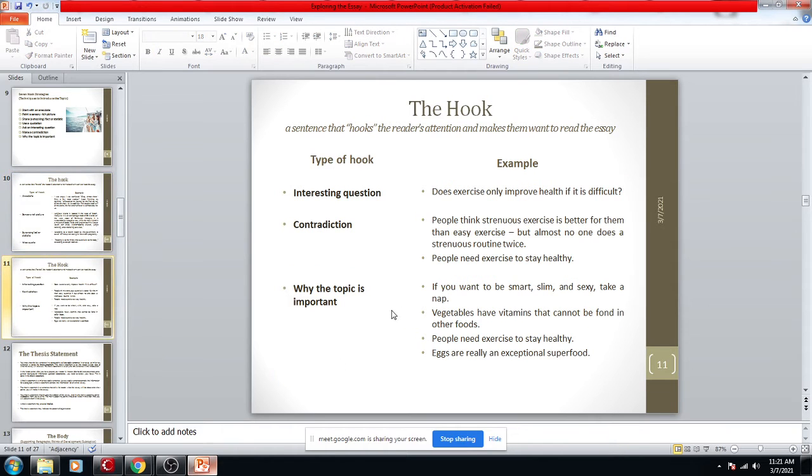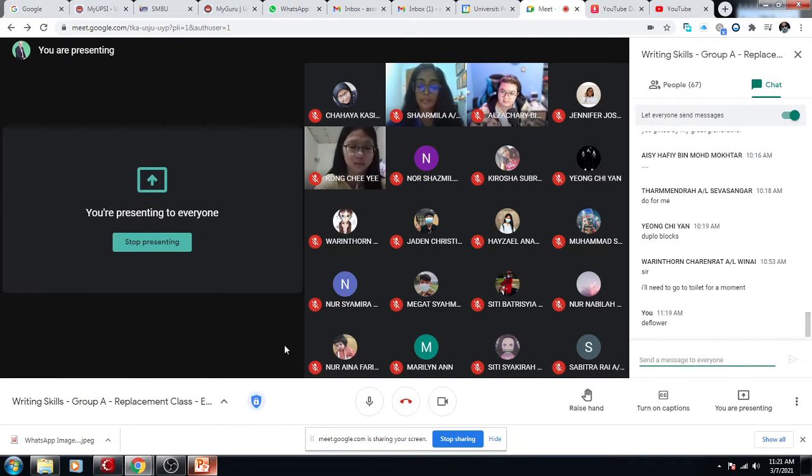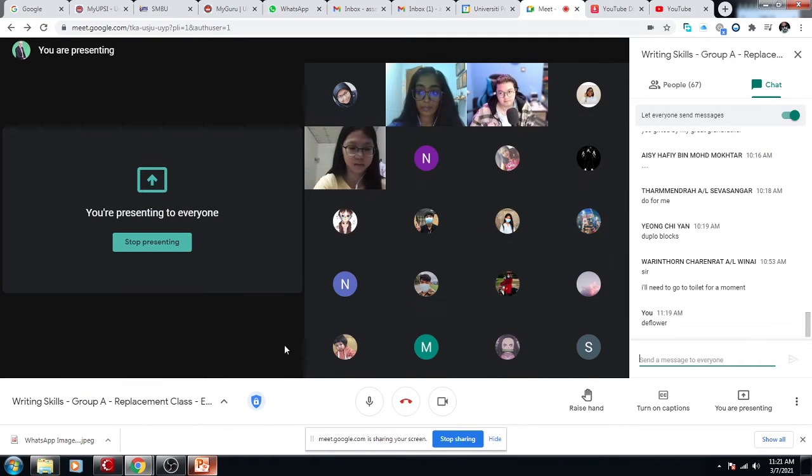Okay, more types of hooks. Interesting question. Unless the question is interesting, do not ask questions, because the question can also be off-putting. I mean, you've used it to engage the reader, but it might have the opposite effect. So unless it is interesting, it might have the opposite effect. Because the reader might say, well, I know the answer, so I don't want to read.